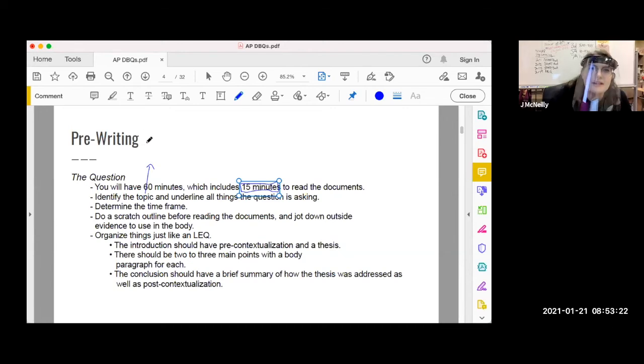Good, old imperialism. What you don't know is the historical thinking skill. It could be cause and effect, it could be continuity and change, it could be comparison. But let's go with cause and effect, because that's pretty much a shoo-in, right?